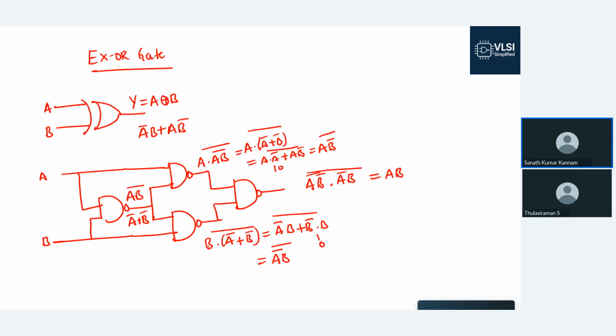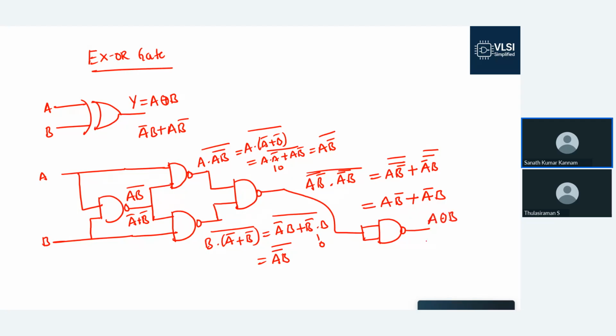Here the whole bar is there. So (AB bar)whole bar plus (A bar B)whole bar whole. So (A bar) whole bar is equal to A, no? So you are getting AB bar plus A bar B. Okay, so this is how you get the XOR gate. So how do you get the XNOR gate? This output you give to one more NAND gate with inputs tied together. You are getting here A XNOR B.